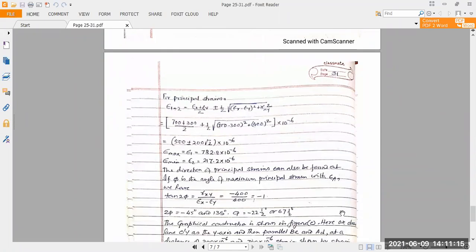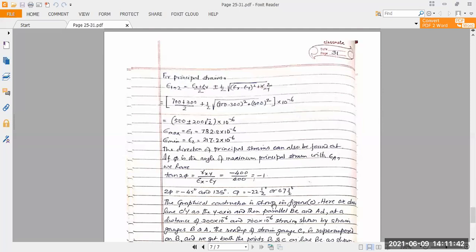Direction of the principal axis can also be found. If phi is the angle of maximum principal strain with epsilon A, we have calculated gamma xy, we have calculated epsilon x and epsilon y, we put them together, tan 2 phi equal to minus 1, 2 phi equal to minus 45 degree and 135 degree, or phi equal to minus 22.5 and or plus 67.5 degree. So analytically, thus we are calculating this strain.